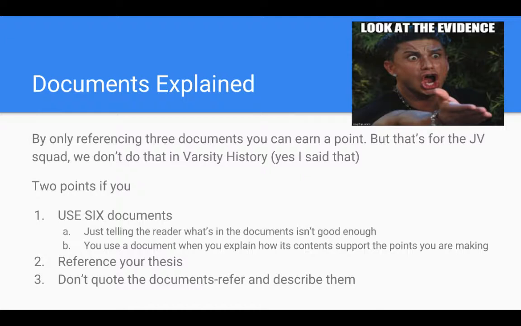Okay, you don't need to quote the documents, you don't need to write things out, you just need to discuss them. So you can say "in document 4" and talk about the ideas that are in document 4. But you don't need to quote things, that's a waste of time. You need to show how the documents support what you're saying. Again, the documents have to be used so they support what you're saying.